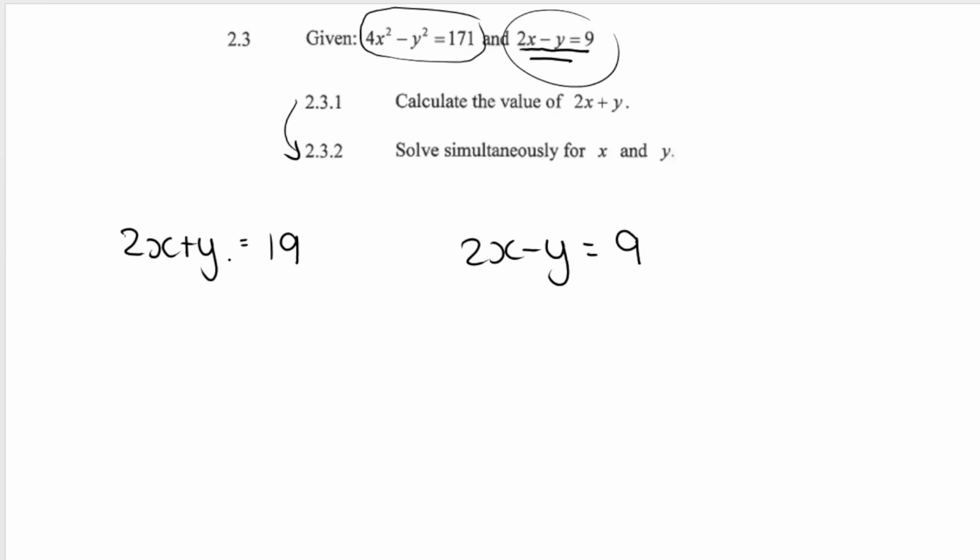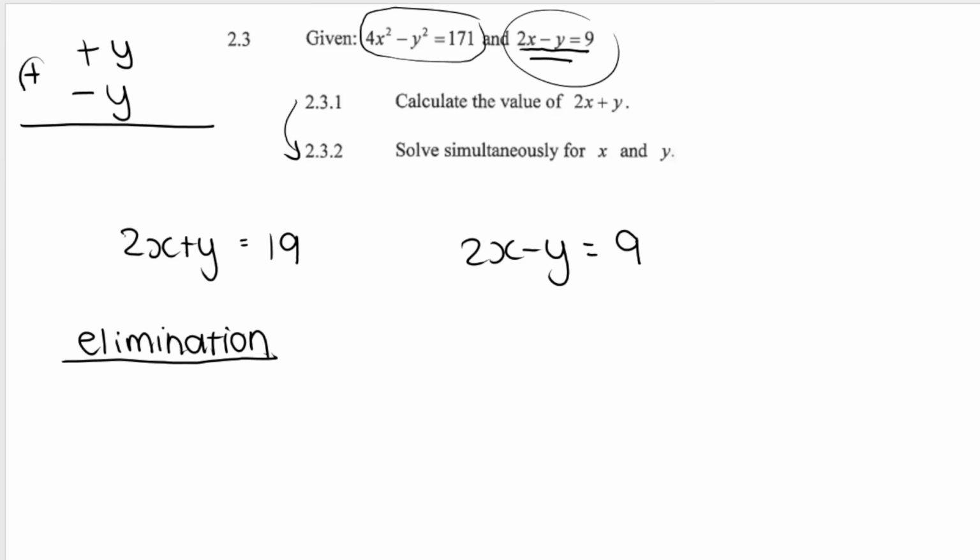Now, there's 2 ways to solve this simultaneously, and I will go through both of them. The one way is by using elimination. How we use elimination is we make sure that we have one variable that is a positive, one variable that is a negative, and when we add the equations together, they cancel out. So what I mean is, if I have a plus y in the one equation and a minus y in the other equation, and I add these two equations together, what is plus y plus minus y? It's basically y minus y, which is 0 y's.